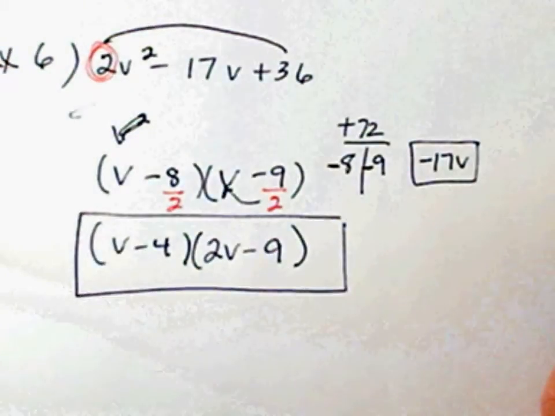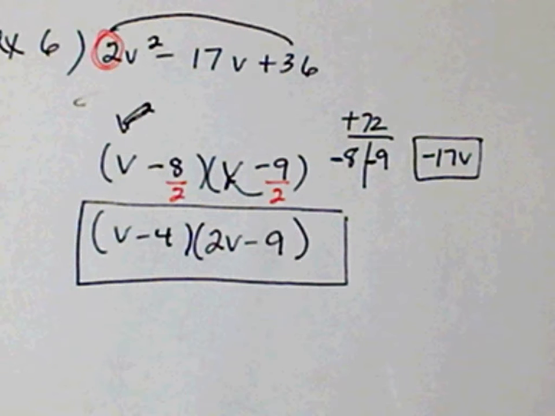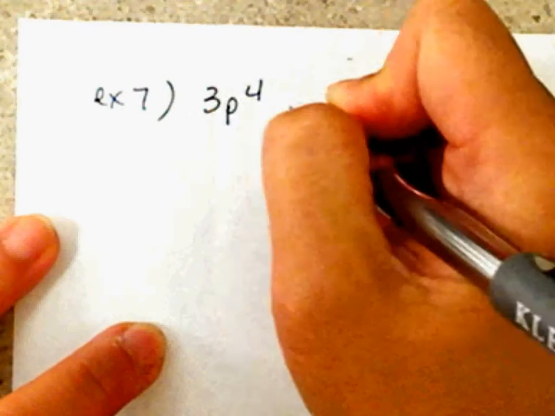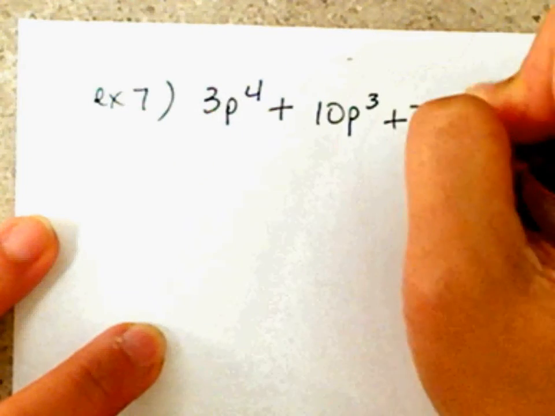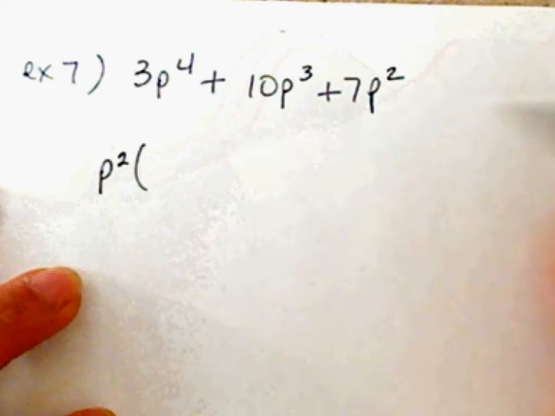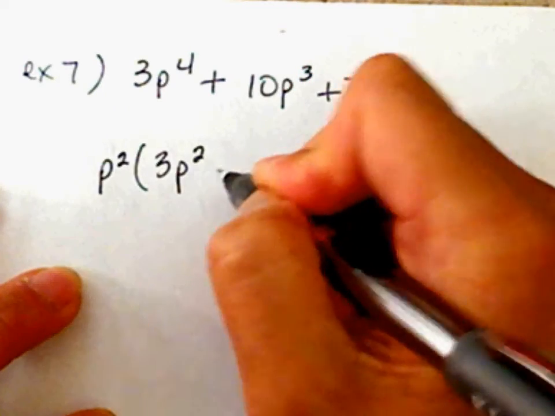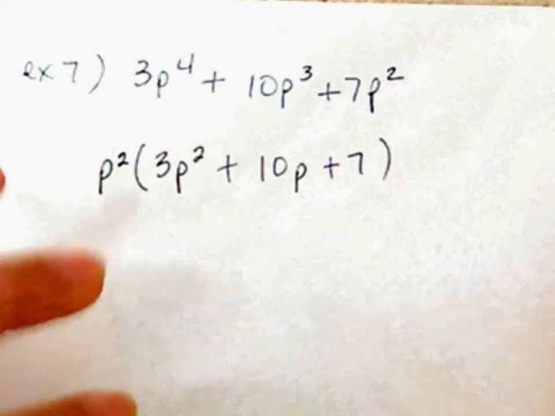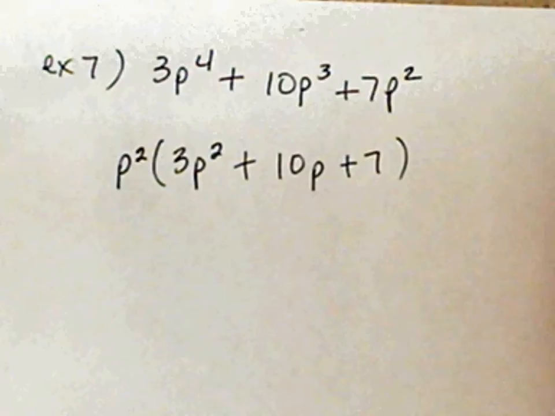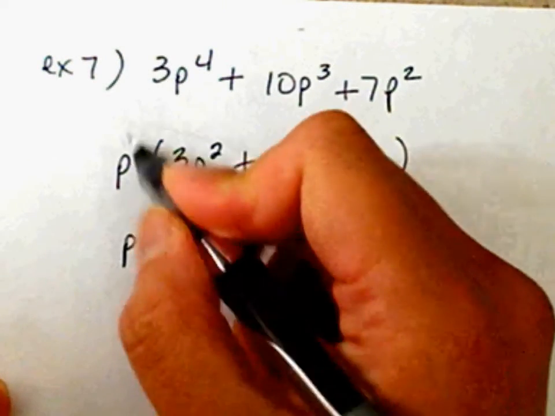I don't care which method you use, but please master one of your methods. Okay? Example 7. In example 7, we have 3p to the 4th plus 10p cubed plus 7p squared. What do these guys have in common? A p squared. So I'm going to factor out p squared, so I have 3p squared plus 10p plus 7. I'm going to use the bottoms up method if you prefer that. So you can bring down your p squared, two sets of parentheses, p and p.